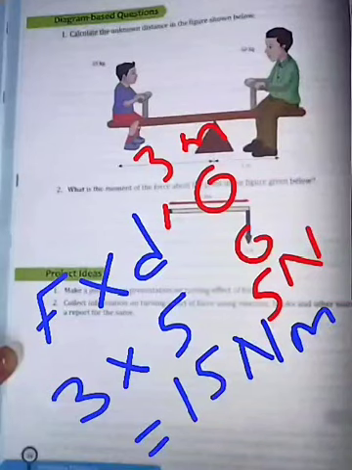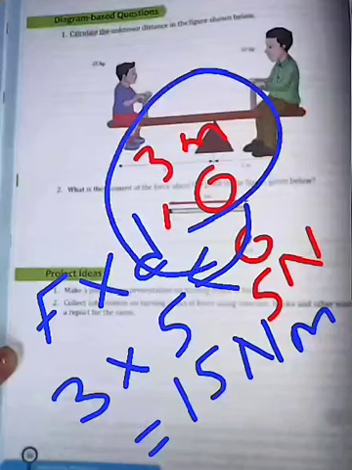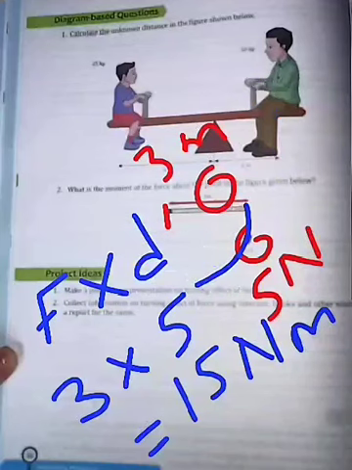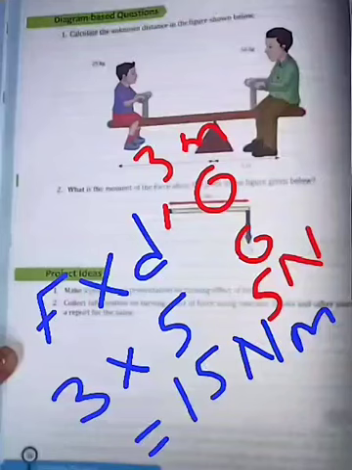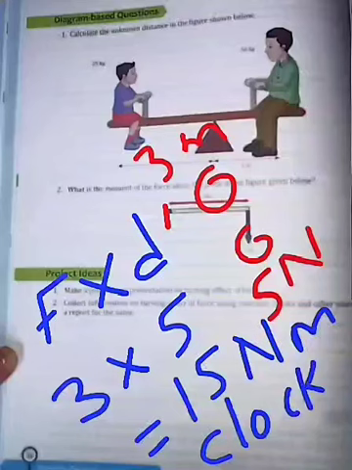According to the fulcrum, this will go this way. So which direction is it? It is clockwise. So 15 Newton meter, N capital, M small, clockwise.